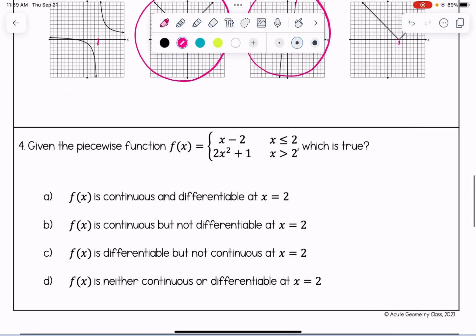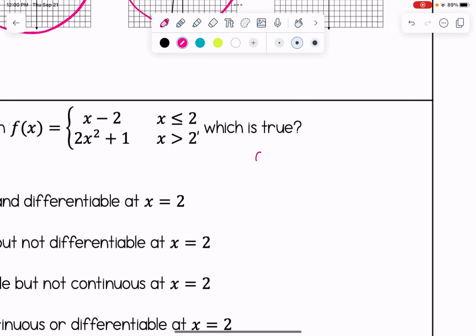All right, for our last question, number 4, given the piecewise function f of x equals x minus 2, where x is less than or equal to 2, and 2x squared plus 1, when x is greater than 2, which is true? So we want to know, basically, if you look at your answer choices, at 2, is it continuous, differentiable, what combination of these two things? Well, the continuity part we have learned in a previous unit. So let's examine the continuity first.